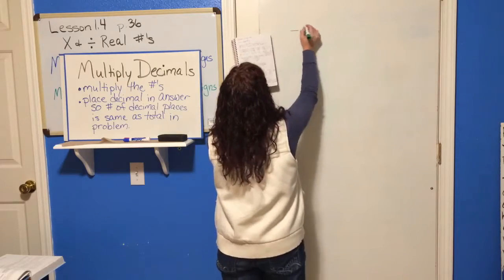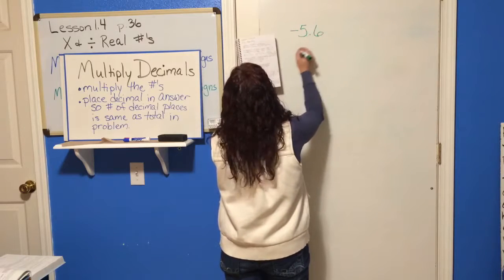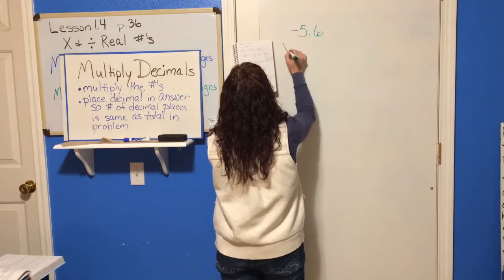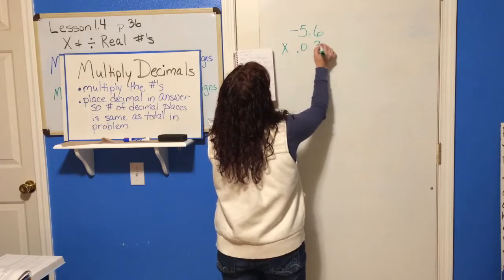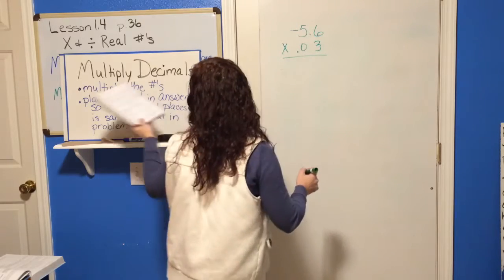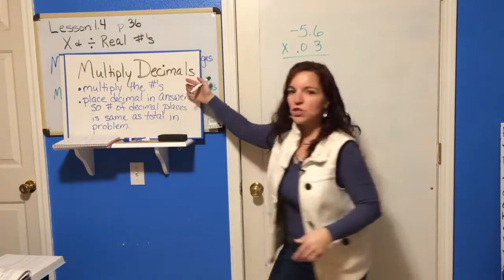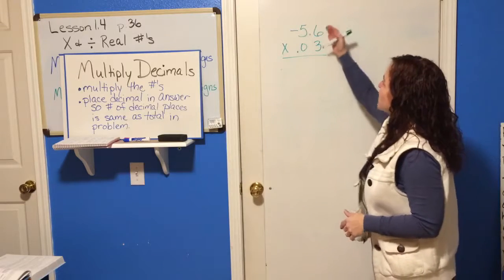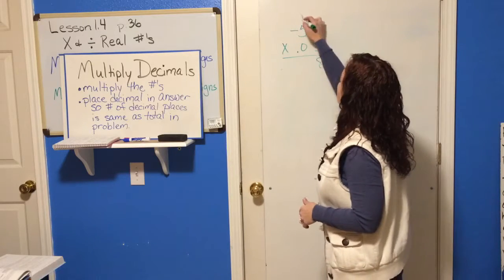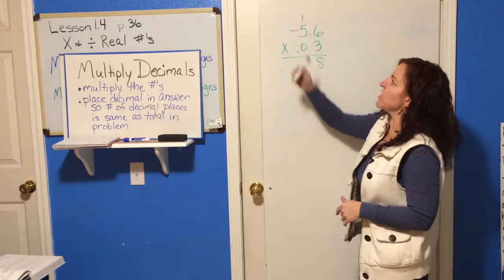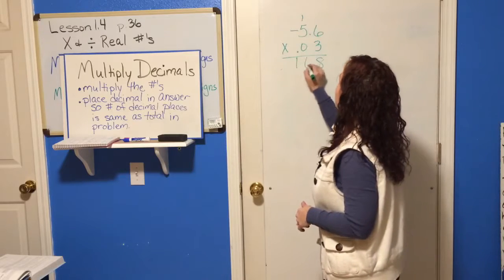So if you've got a -5.6 times 0.03, first just multiply the numbers. So 3 times 6 is 18. 5 times 3 is 15, plus 1 more is 16.